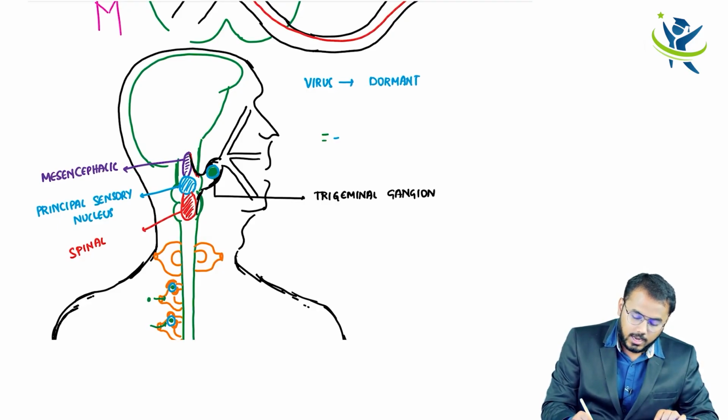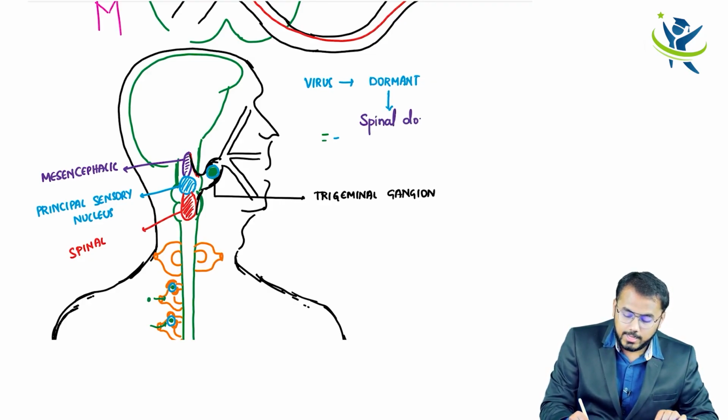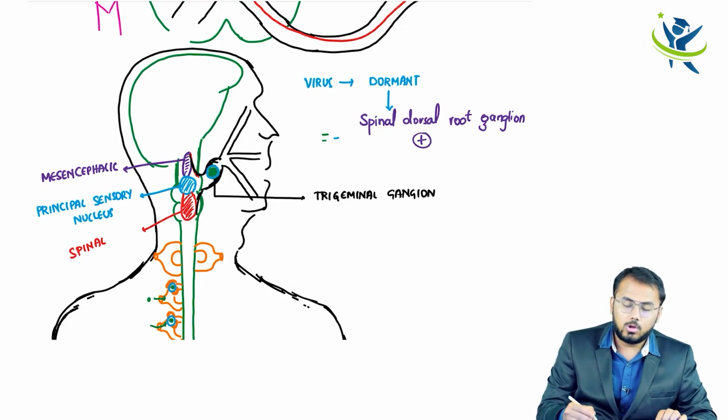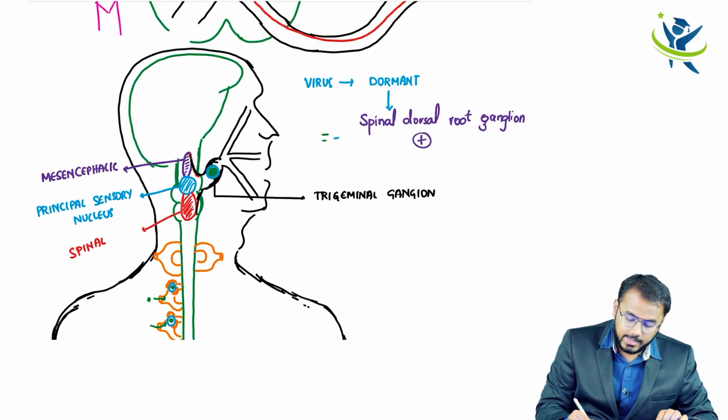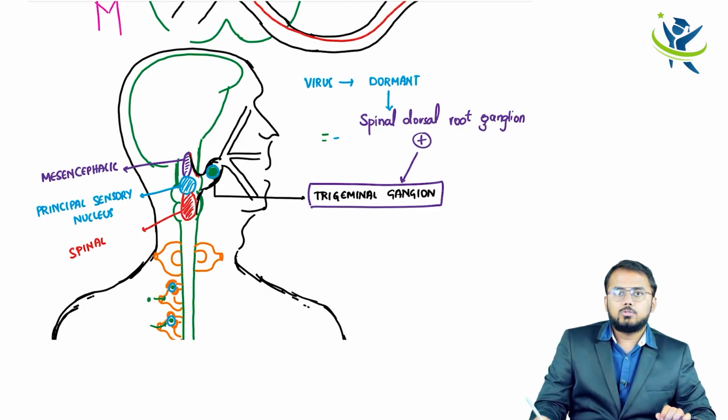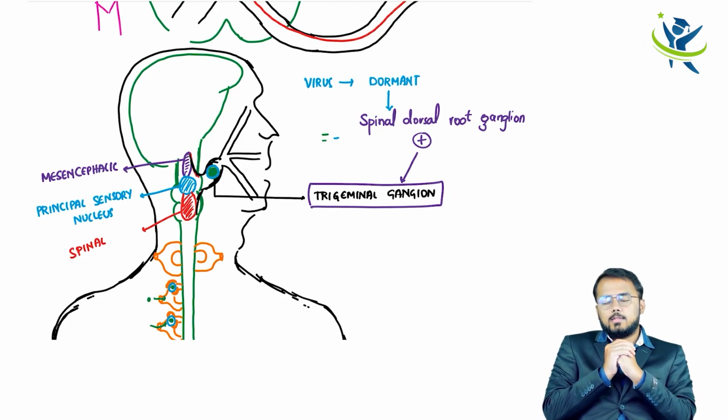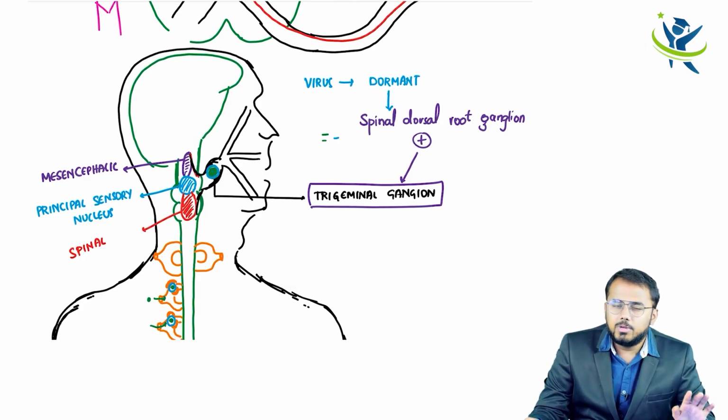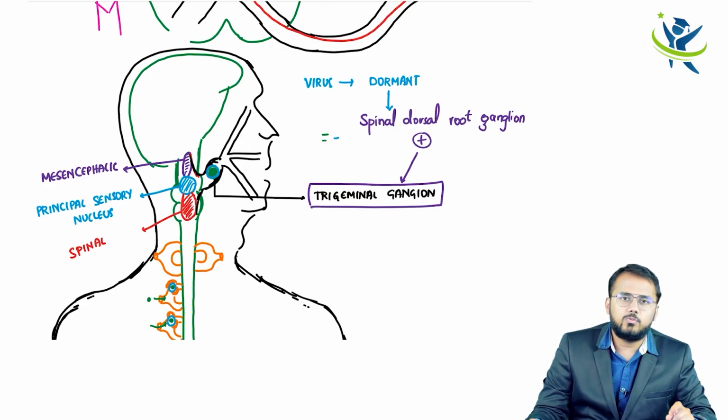Dormant in the sense hide for sleep. Where? In the spinal dorsal root ganglion, plus it also goes dormant in the trigeminal ganglion as well. So it is hiding there in the dorsal root ganglion and the trigeminal ganglion. This virus hides and waits a lot.